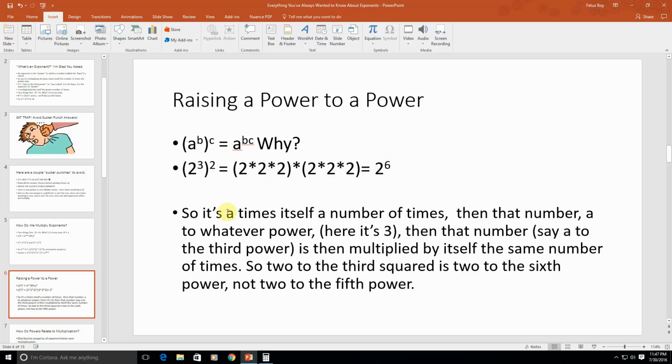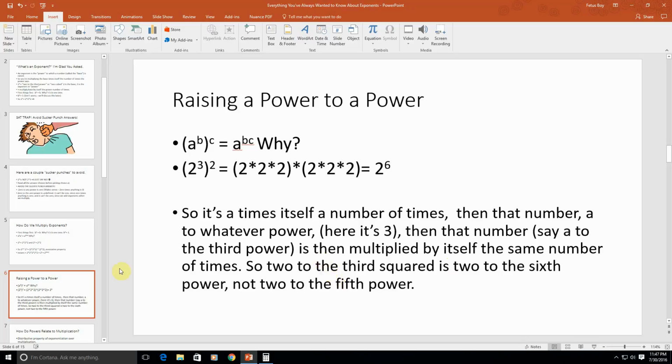So if it's a to some power, then that number, say a to the third power, is multiplied by itself the same number of times. So again, returning to our example with 2's, 2 to the third squared is 2 to the 6th power, not 2 to the 5th power.